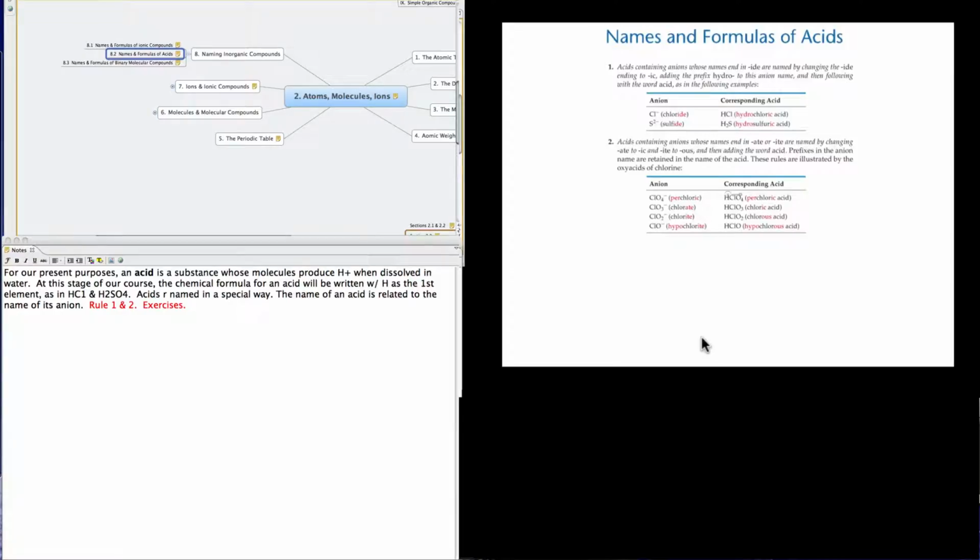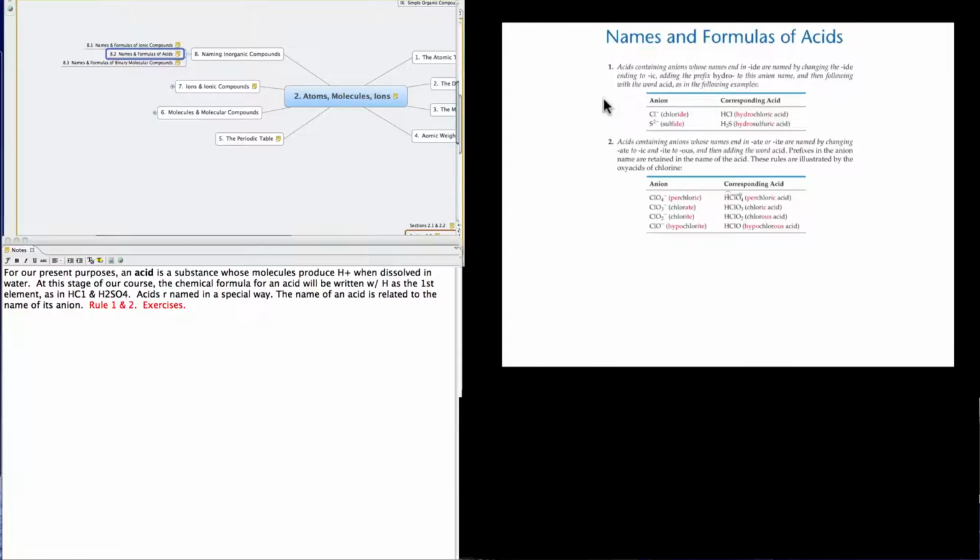For our present purpose, an acid is a substance whose molecules produce hydrogen ions when dissolved in water. At this stage, the chemical formula for an acid will be written with H as the first element, as in HCl and H2SO4, hydrochloric acid and sulfuric acid. Acids are named in a special way. The name of an acid is related to the name of its anion. Here are the rules for naming acids.